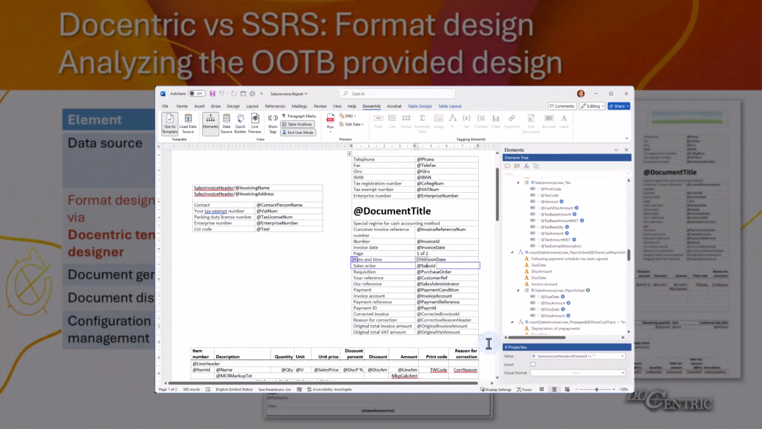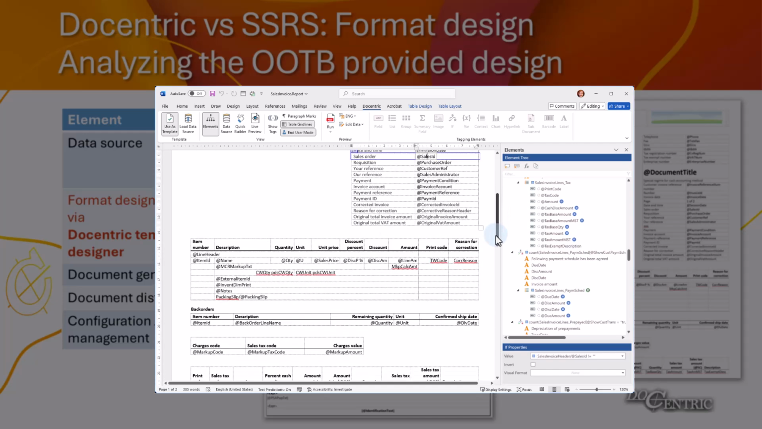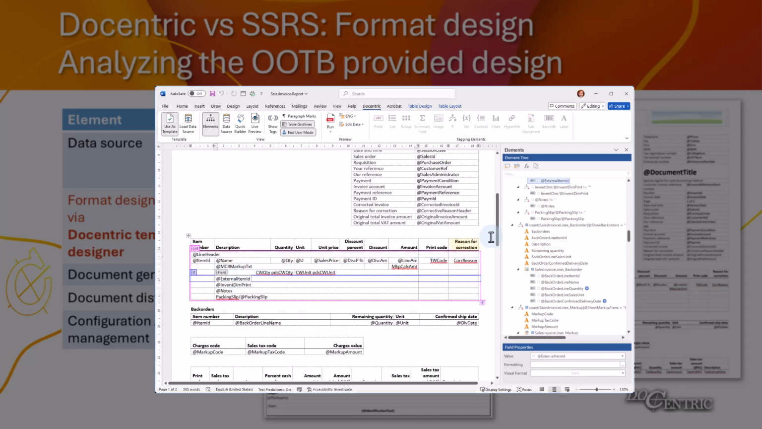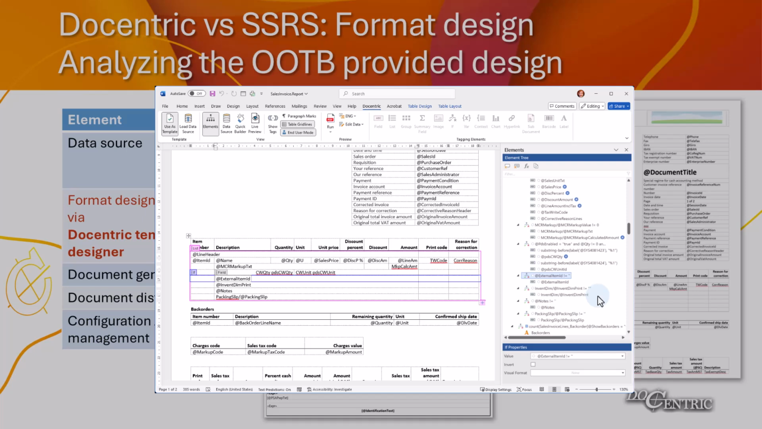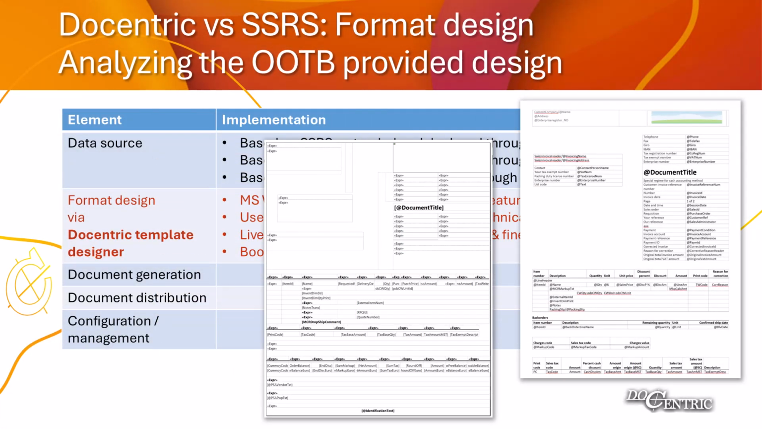In Docentric, when I select this same external item ID field, I can immediately see in the element tree that it's inside an if tagging element, and I also see its condition right away. As a conclusion, when analyzing and understanding out-of-the-box designs, Docentric makes the process much easier. You can quickly see the structure, the conditions, and the meaning of each element, all with far fewer clicks than SSRS.